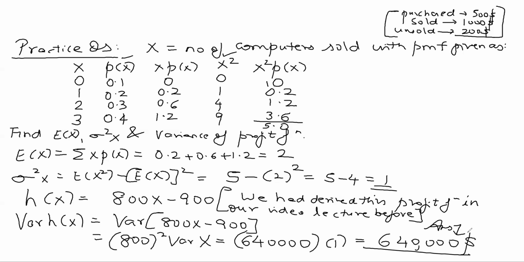This was our profit function. I can write it like this. My profit function was h of x, which was 800x minus 900.